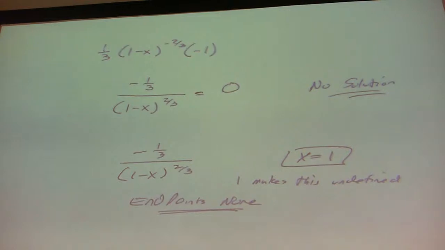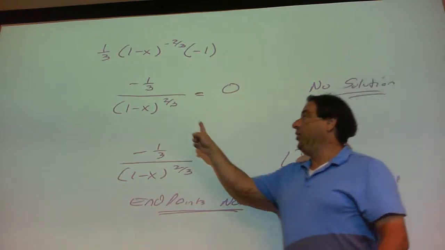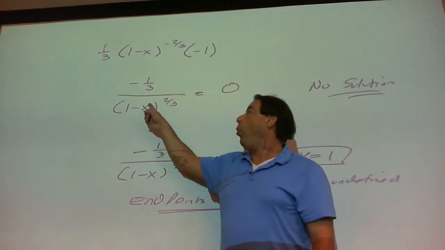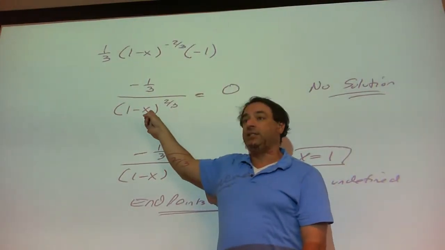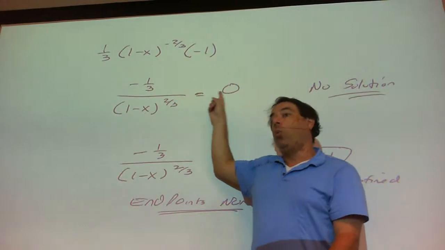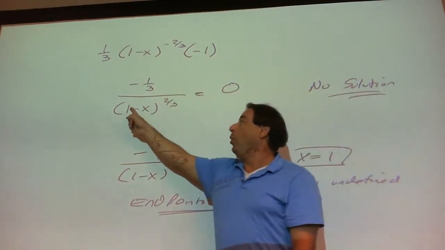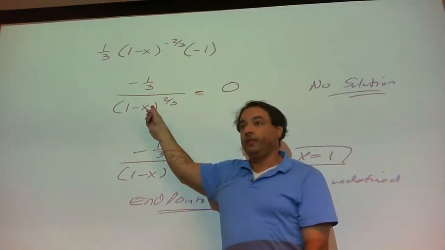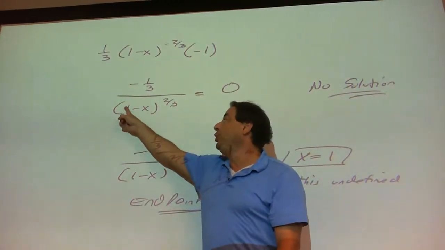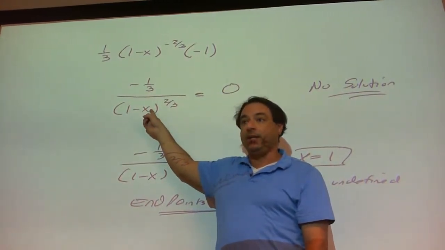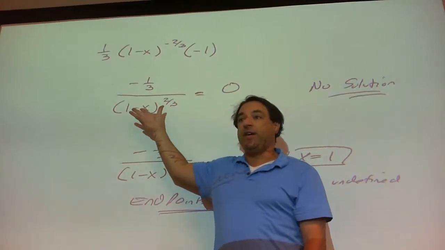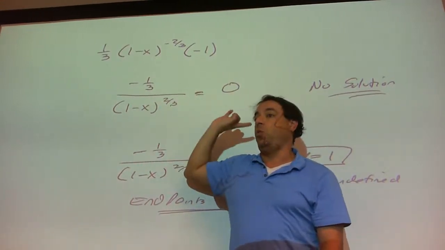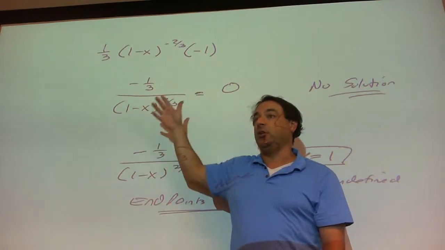Okay, so you cannot divide by 0. This bottom cannot be 0. What number makes this 0? If x was 1, what's 1 minus 1? 0. So if this was 2 minus x, what would x be? 2. If this was 5 minus x, what would x be? 5. It's 1 that makes it 0. You can't divide by 0.